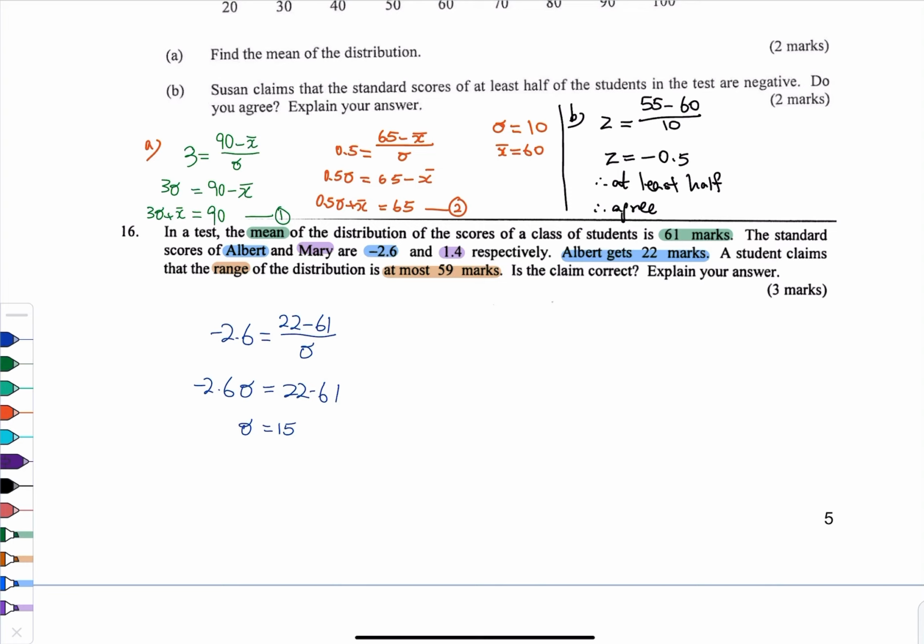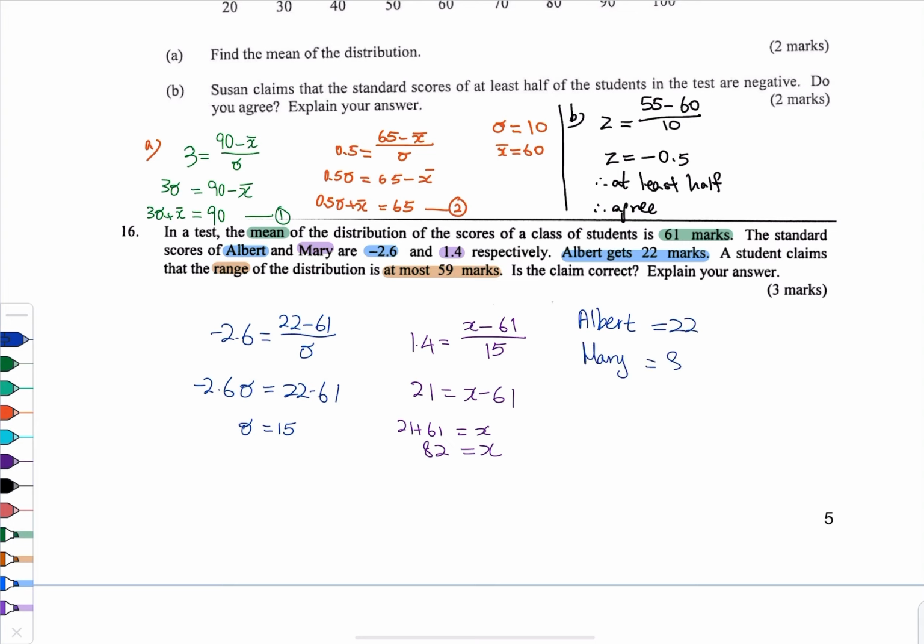How about Mary? Do we know the standard score? 1.4. Do we know the marks? No. Do we know the SD? Mean first, and then over SD. And then this SD goes there, so 1.4 times 15, you can get 21 there. And then x minus 61, 61 goes there. So you can get that as 82. So we know that Albert is 22 marks. And then Mary is 82 marks.